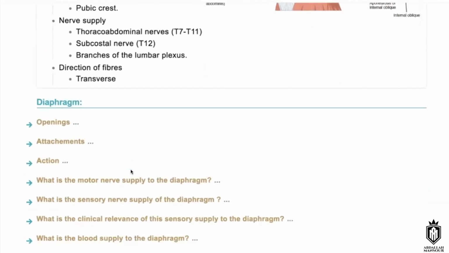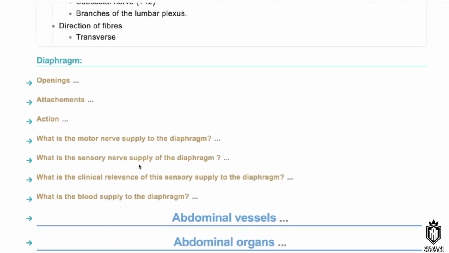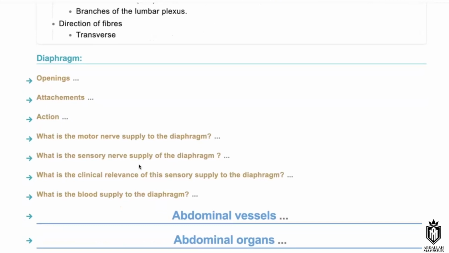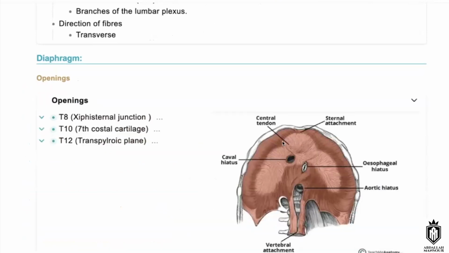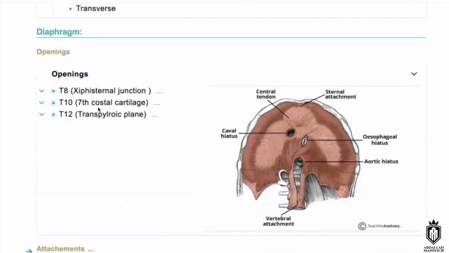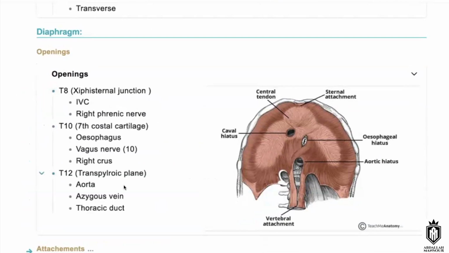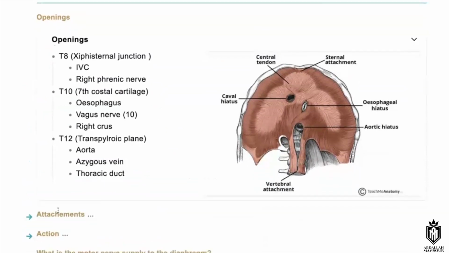Okay. And can you tell me about the openings of the diaphragm? So we have three openings at T8, T10, and T12. At T8 we have vena cava along with the phrenic nerve. Then T10 is esophagus along with the vagus nerve, and some esophageal branches from thoracic aorta. Then the third is the aortic opening. It's T12. It's accompanied by azygous vein and a thoracic duct. Yeah, so T12 will be the azygous vein and also aorta and the thoracic duct.